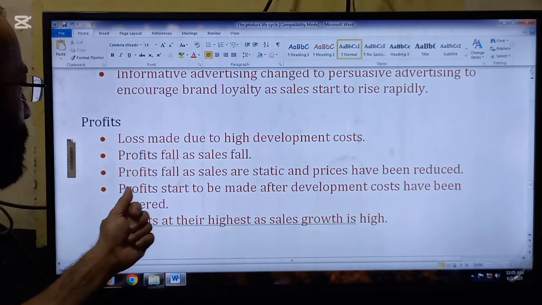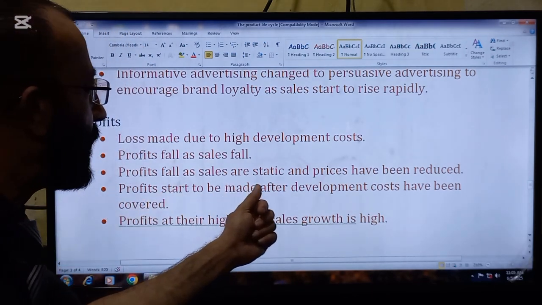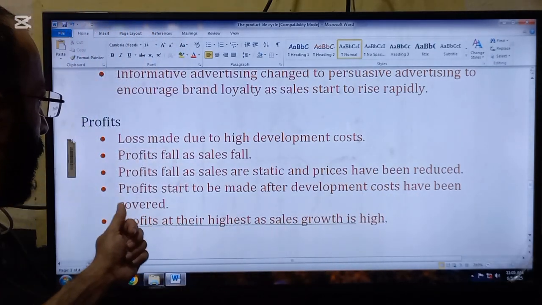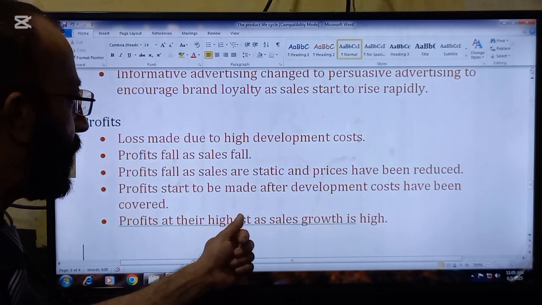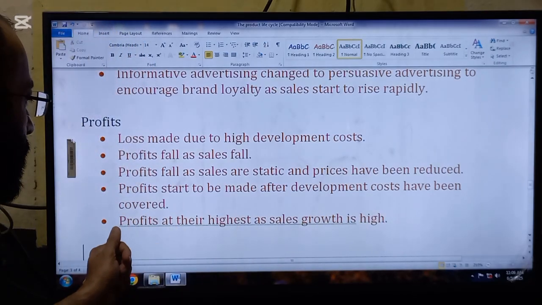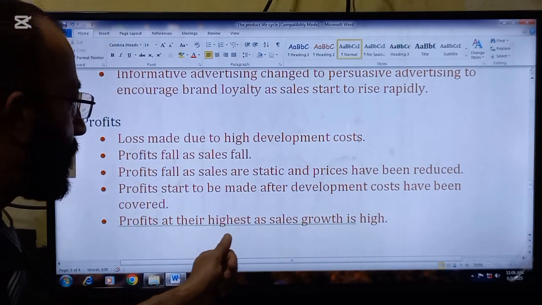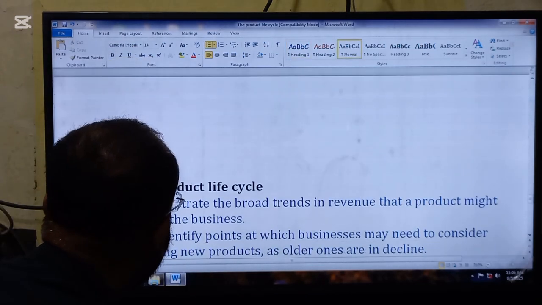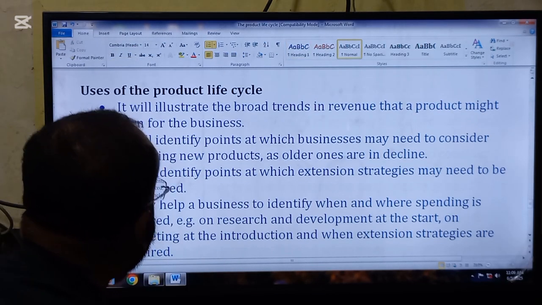After that, profits fall as sales are static and prices have been reduced. After that, profits start to be made after development costs have been covered. And finally, profits are at their highest as sales growth is high. So these were the stages.